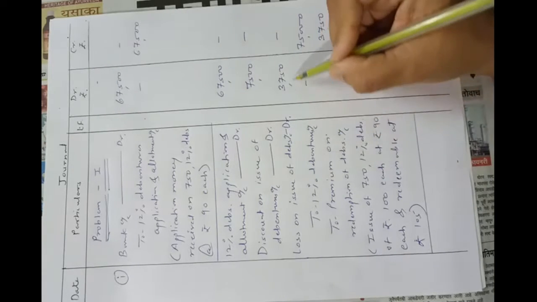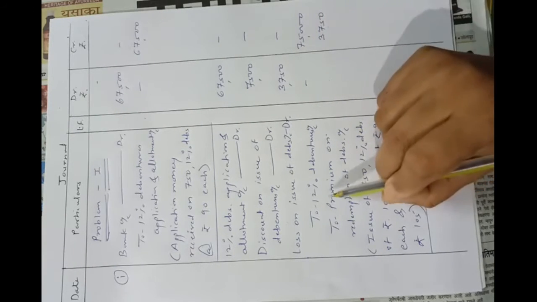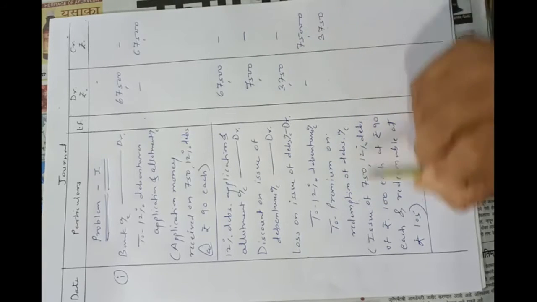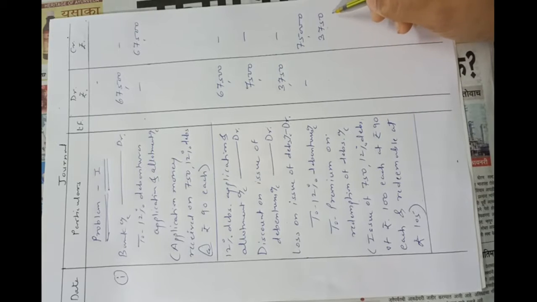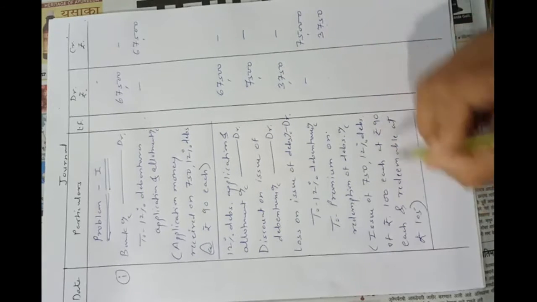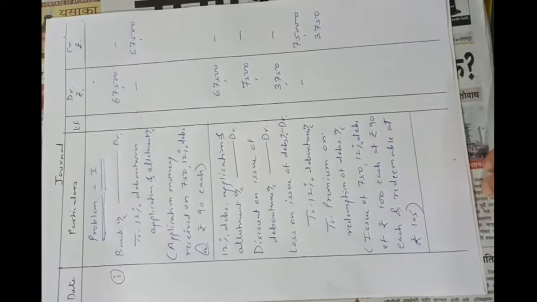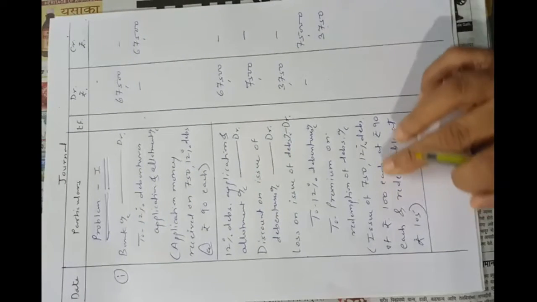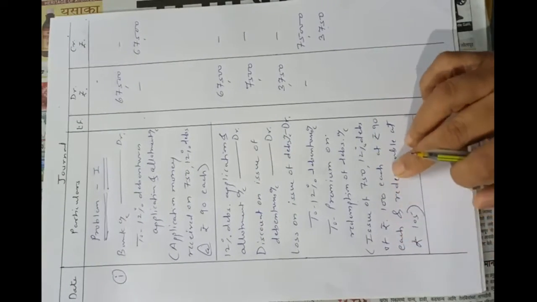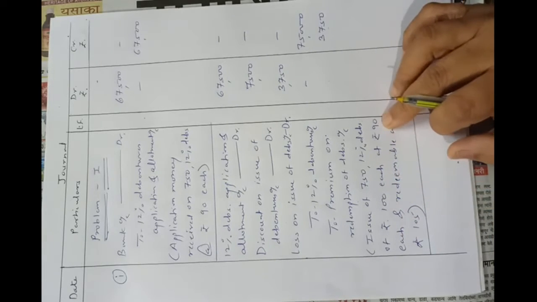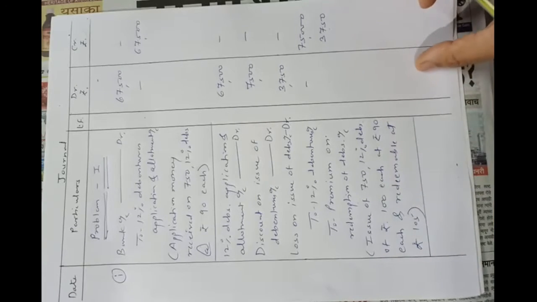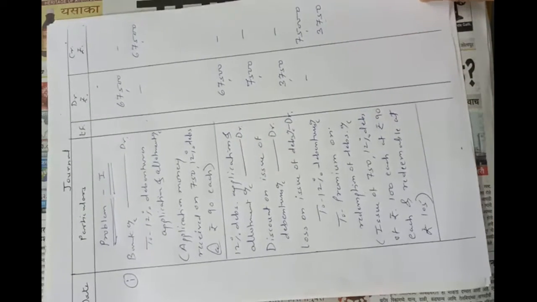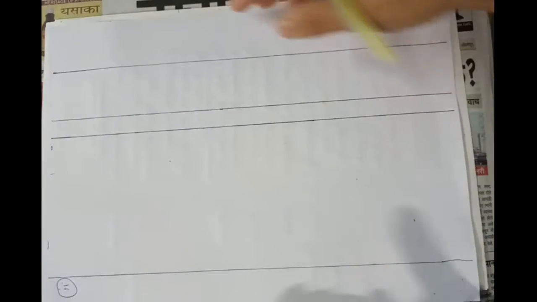So loss on issue of debentures account debits 3750 to 12% debentures account 75,000 and to premium on redemption of debentures account 3750. Issue of 750 12% debentures, or we can write application money adjusted of 750 12% debentures of rupees 100 each, issued at rupees 90 each and redeemable at rupees 105. Okay, in this way we have to solve the first transaction of this problem. Now we will solve second transaction.